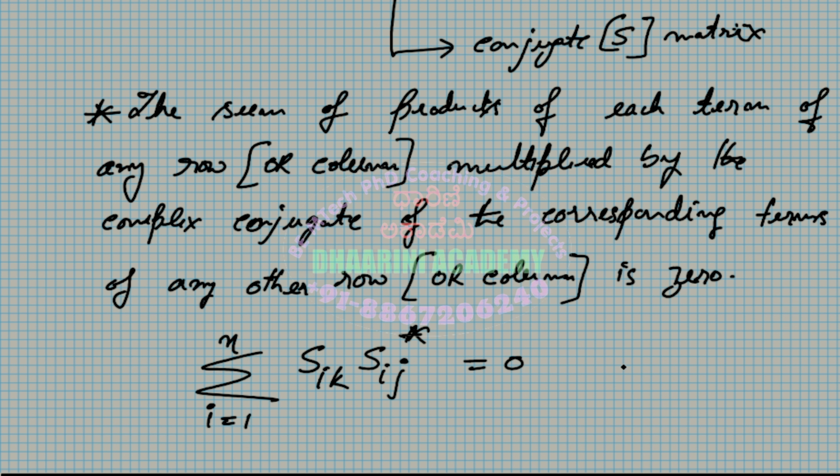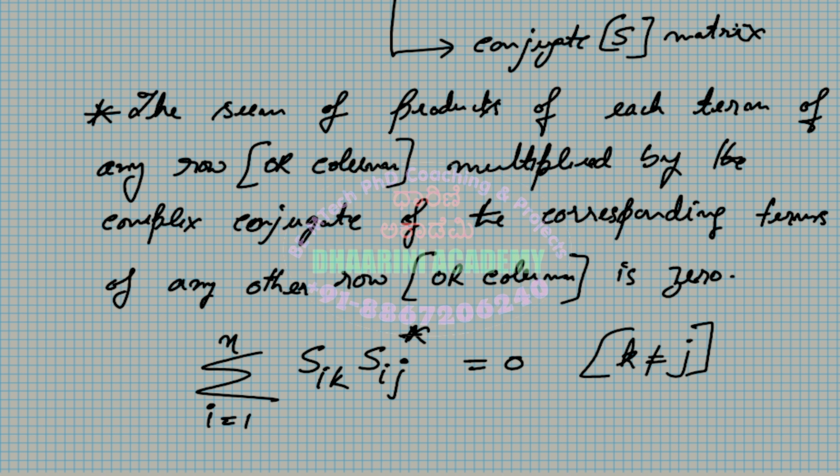Right? So here the thing to note is that k and j cannot be the same. If k and j are the same, it is the same row, right? Or if you are considering column, it becomes the same column, right? So whenever you consider a row and take the elements of the conjugate from any other row, take a product and take the summation at the end, you get 0 as the final value. Right? So what we do, we use all these properties to find out the S parameters of various junctions possible.